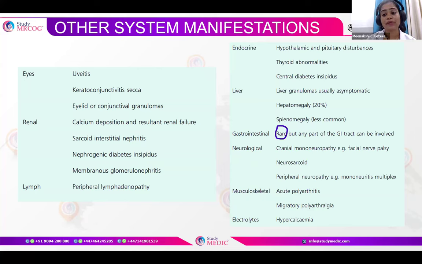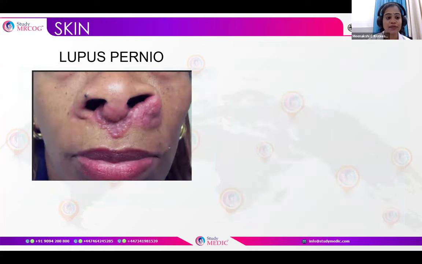And neurological, there might be facial nerve palsy and neurosarcoid, as well as peripheral neuropathy. And in the musculoskeletal system, we've got polyarthritis, migratory polyarthralgia, as well as hypercalcemia. That is the electrolyte disturbance. Okay, that is hypercalcemia. So in the skin, they can have erythema nodosum, which is usually found over the shin of the tibia. But the characteristic specific feature is going to be lupus pernio.